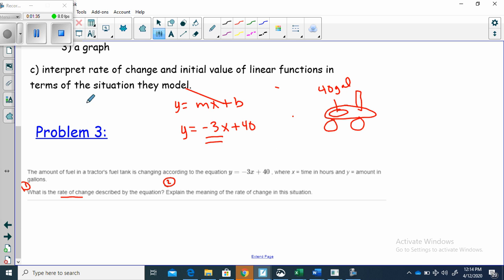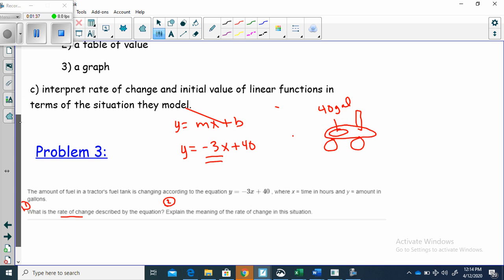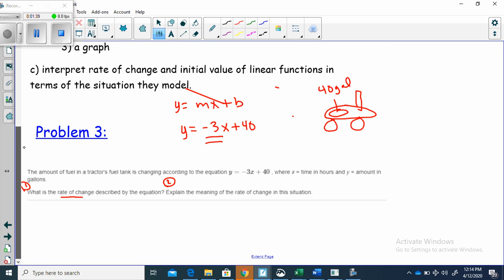And in this case, what does it say we're talking about? x is time and y is the amount in gallons, okay? So we're talking about how much it goes down. It goes down 3 gallons each hour. So if it's going to go down 3 gallons each hour, that's what our negative 3 is.